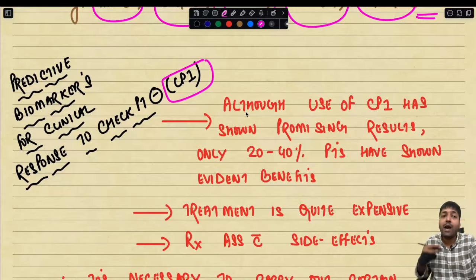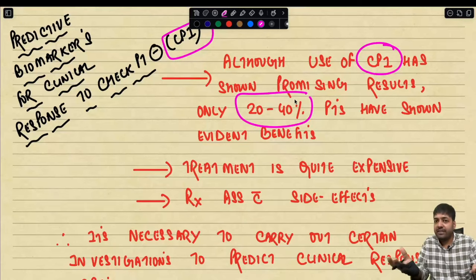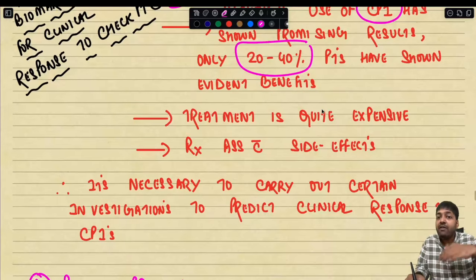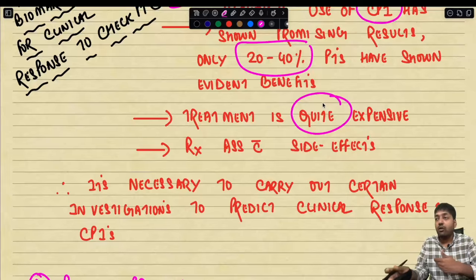Remember, why is it needed? Although the use of CPI has shown promising results, only 20 to 40% of the patients show evident benefits. So there are certain factors which decide the response to checkpoint inhibitor therapy, and we have to identify those factors. Why do we have to identify them? Because the treatment is very expensive. So if a particular treatment is not going to benefit the patient, why should we waste so much money on that? That is the basic rationale.